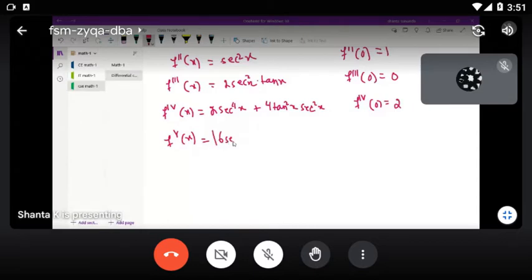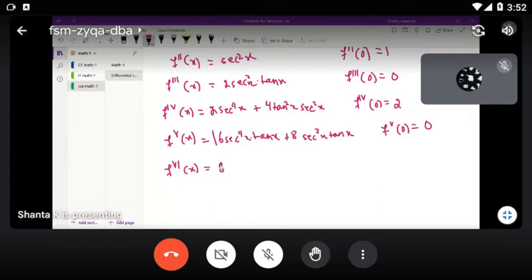16 secant power 4 tan x plus 8 secant square x tan x. This value is 0. So we need the sixth derivative also, for seven terms. Okay, this is the seventh term. So what is the derivative?